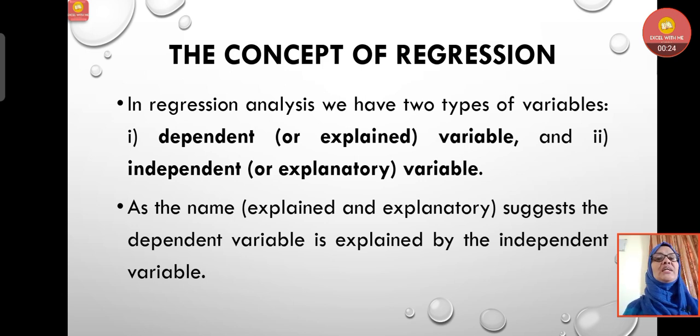In regression analysis, let's understand the concept. We have two types of variables. One is dependent or explained variable and the second one is independent or explanatory variable. As the name explained and explanatory suggests, the dependent variable is explained by the independent variable.